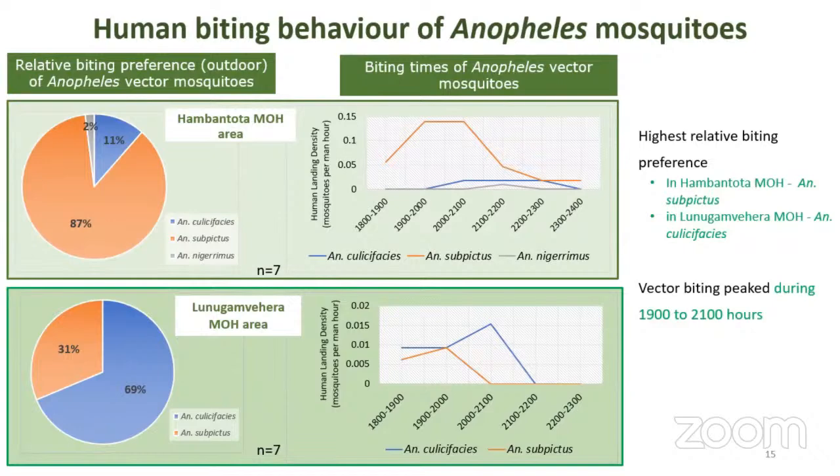In the Lunugamvehera MOH area, Anopheles culicifacies and Anopheles subpictus showed human biting behavior. The highest relative biting preference, 69%, was shown by Anopheles culicifacies. The relative biting preference of Anopheles subpictus was 31%. The outdoor biting peak of Anopheles culicifacies was observed during 19 to 21 hours. The peak biting hours of Anopheles subpictus were observed at 18 to 20 hours.